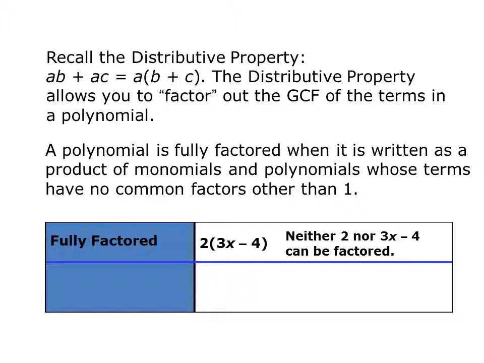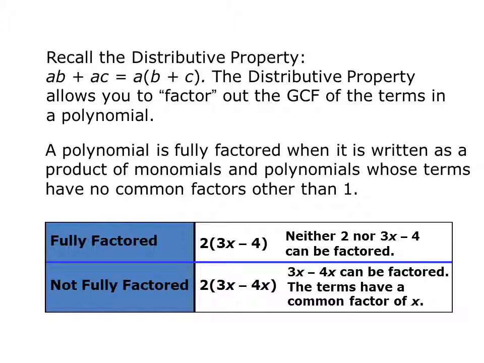That's fully factored because 3x and negative 4, the only factor they have in common is 1. But look at this one, that's not fully factored. 2 is factored out, but 3x and negative 4x have x in common, so that's not fully factored. The answer should have been 2x times the quantity of 3x minus 4.